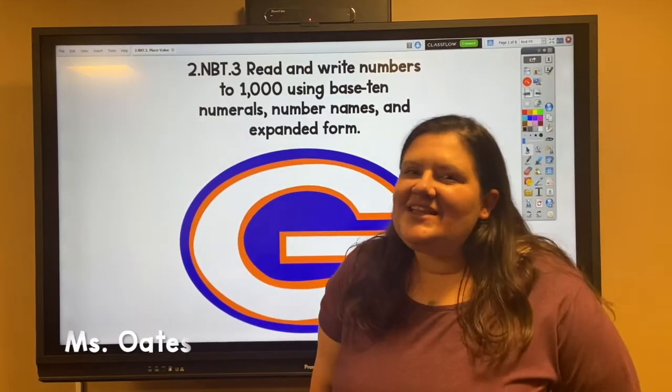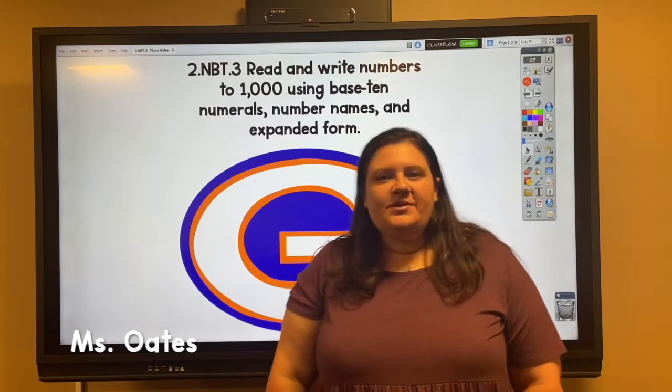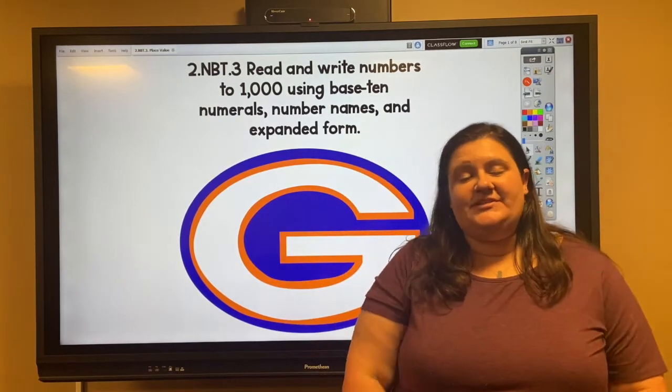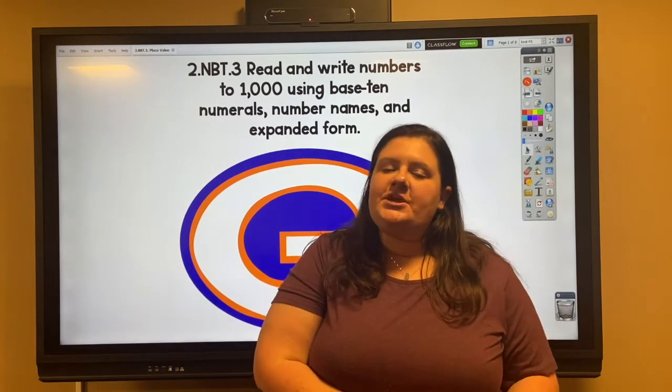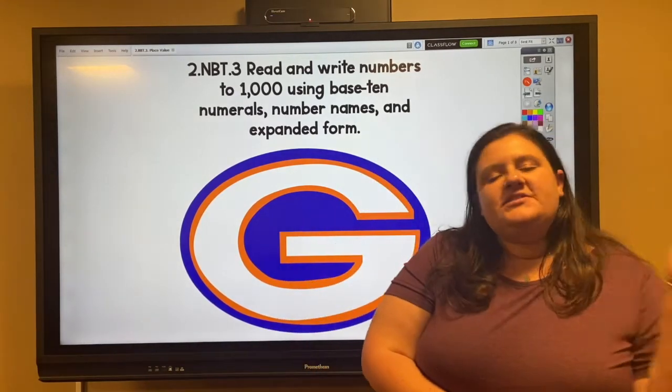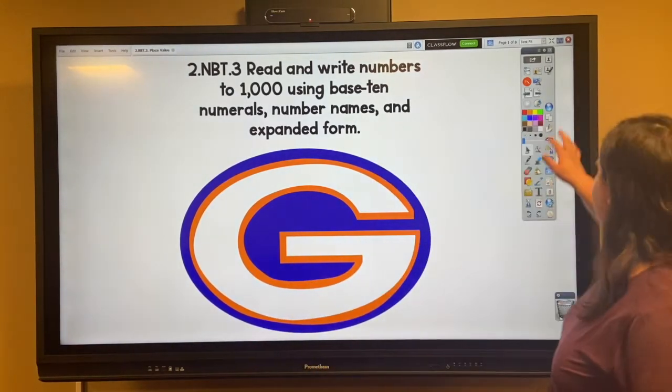Hey boys and girls, it is Miss Oates, and today we're going to be reviewing three-digit numbers. Specifically, we're going to be talking about how you can represent three-digit numbers in different ways. So let's go back over some vocabulary terms.